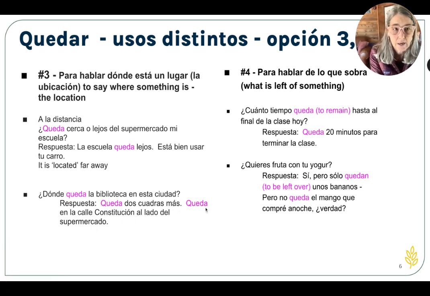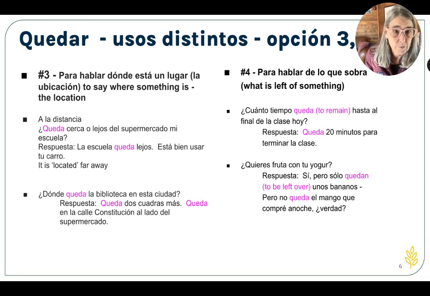It is located. So you can also use this in a plural context. Quedan, if it's plural, like, I don't know, whatever it might be. It can be objects in your room. Where are the pencils located? Los lápices quedan en el dormitorio de mi hermano, right? The pencils are located in my brother's room. So that could certainly happen.